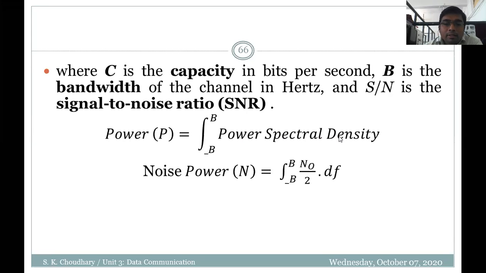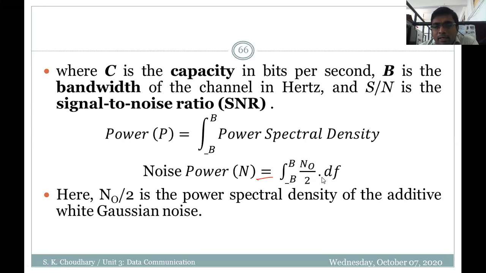In this way we can define the noise power N is equal to the integration, with limits minus B to plus B, of N naught upon 2 into df, because bandwidth is nothing but a frequency range. So df is the differential of frequency, and N naught is what? It is the noise power spectral density, the power spectral density of the additive white Gaussian noise that we have considered in the Gaussian channel. Okay. So in this way, you can calculate the noise power.